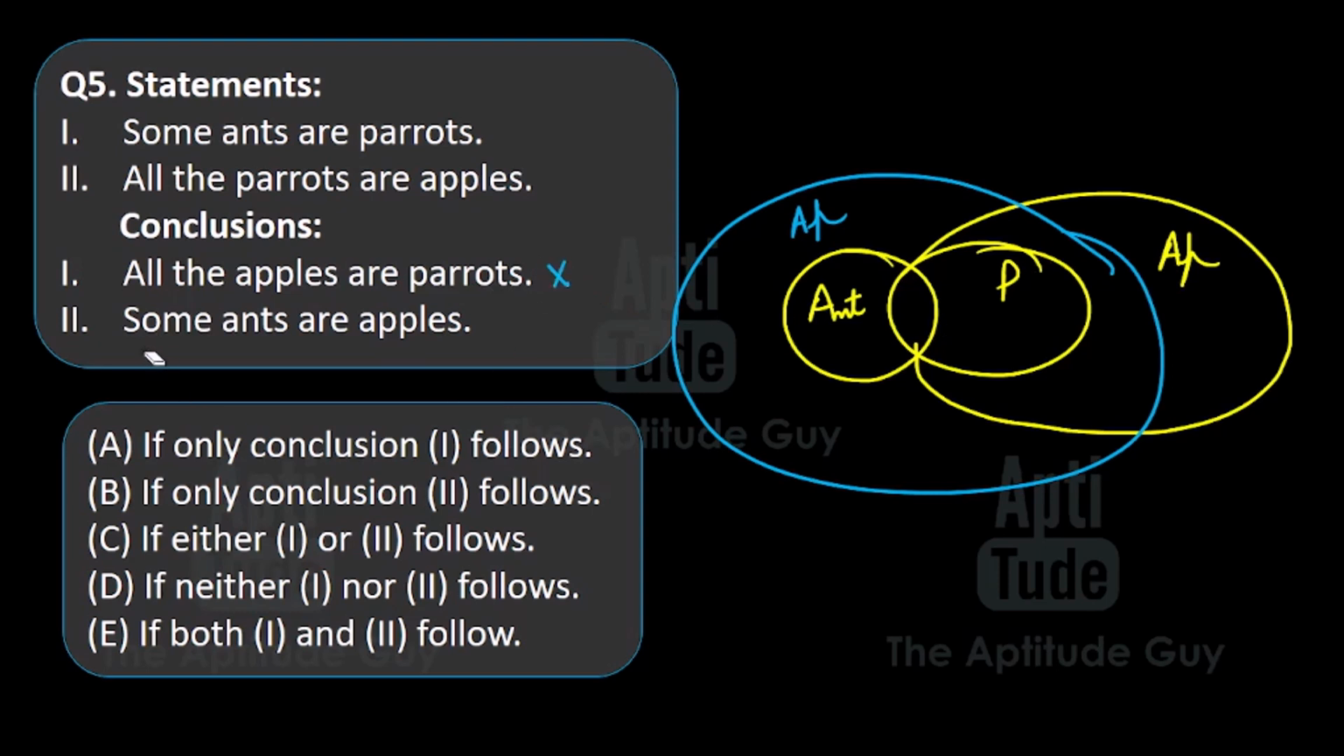Second one, some ants are apples. That is true. In the yellow one, some ants are apples, yes. And in the blue one, all the ants are apples. So obviously some ants will definitely be apples. This one is true. The answer is only conclusion 2 follows.